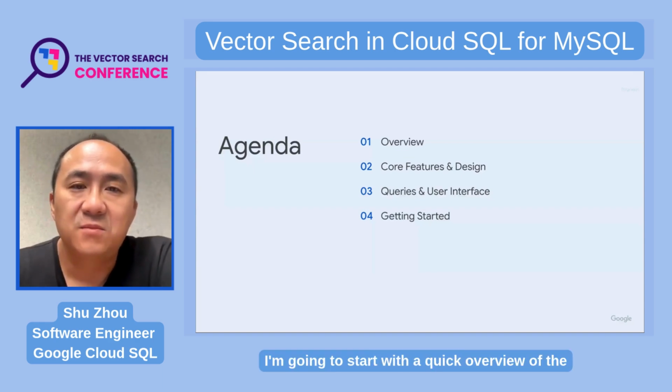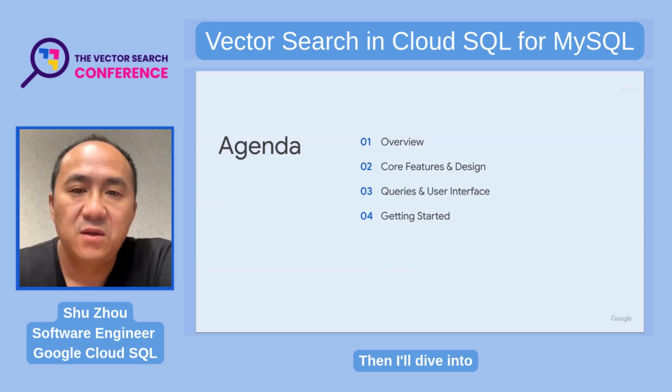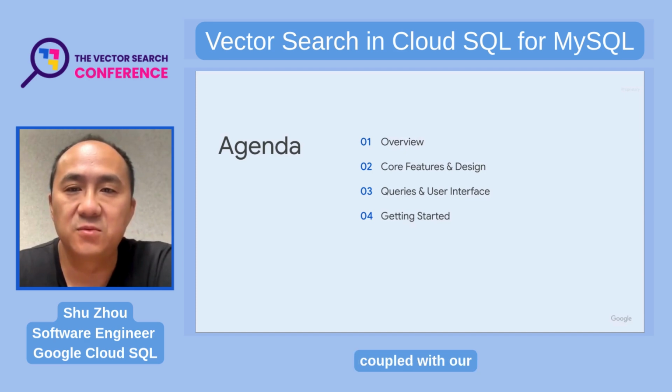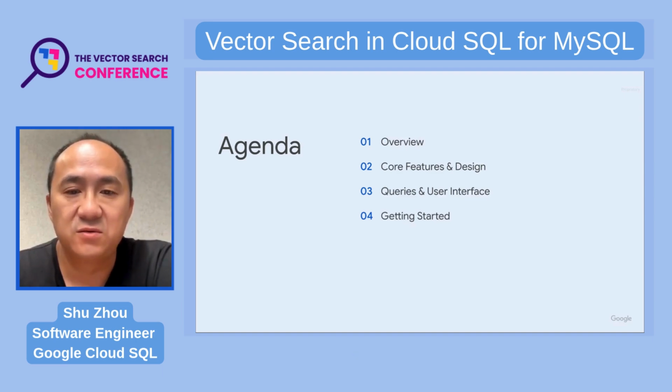So in this talk, I'm going to start with a quick overview of the vector search we implemented in Cloud SQL. Then I'll dive into the technical details, discuss the core features and designs, those fundamental ones that are tightly coupled with our vector search characteristics. Then we can look into the core interfaces. I'll give a real-world demonstration and see how it can help solve the user's scenarios.